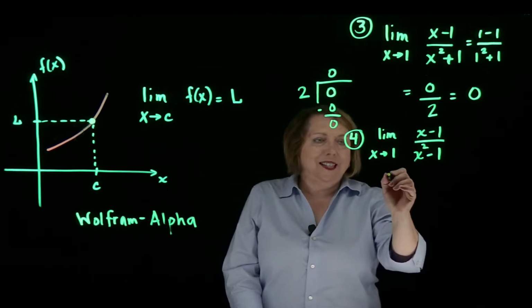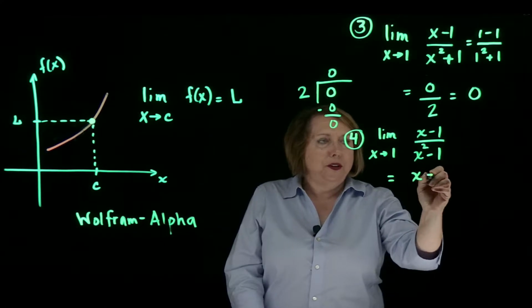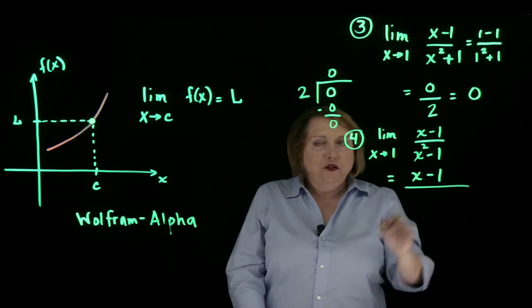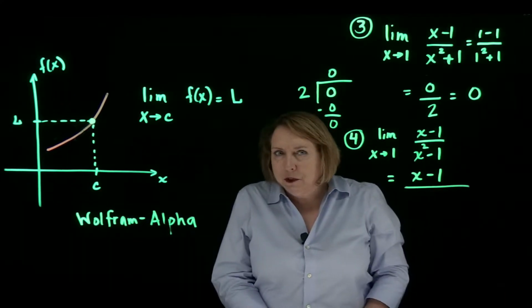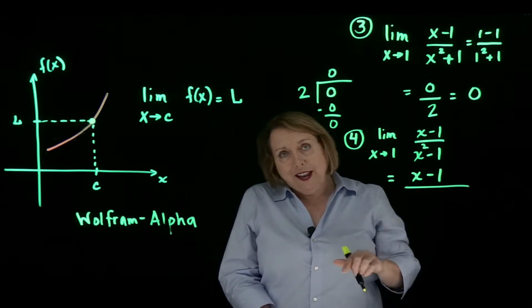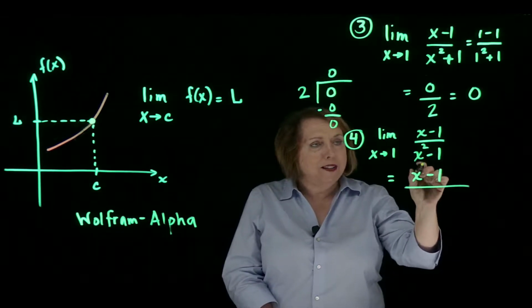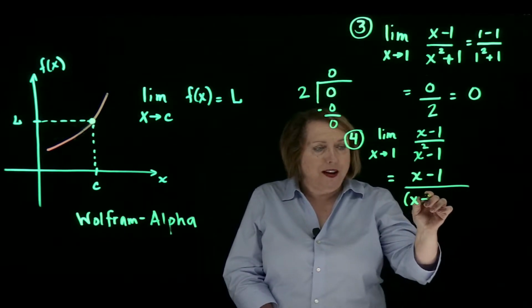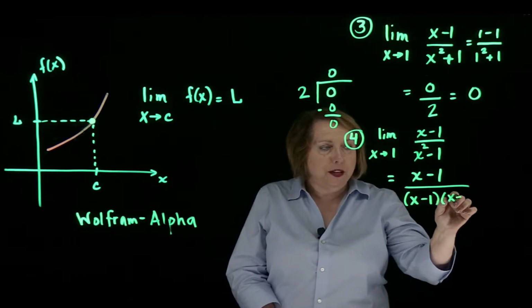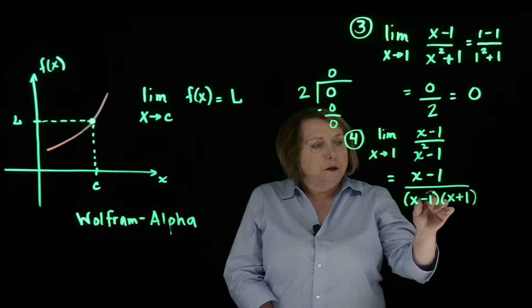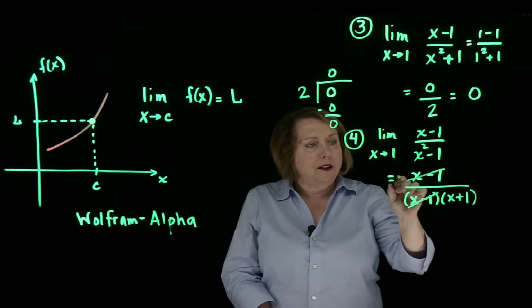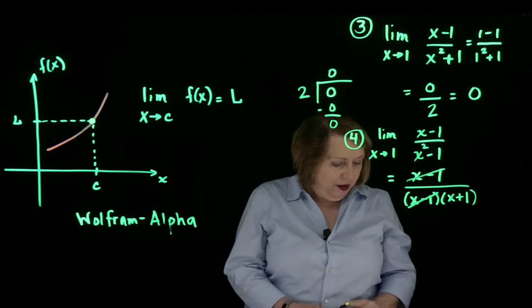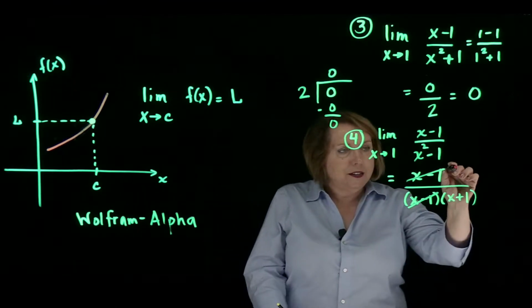So let's think again, what could we do to this function to write it in a different way and simplify it? X minus 1 can't be simplified, but x squared minus 1, that's a difference of squares. So that can be written as x minus 1 times x plus 1. The x minus 1 is gone from the numerator and the denominator, but keep in mind something, that it does leave a 1.